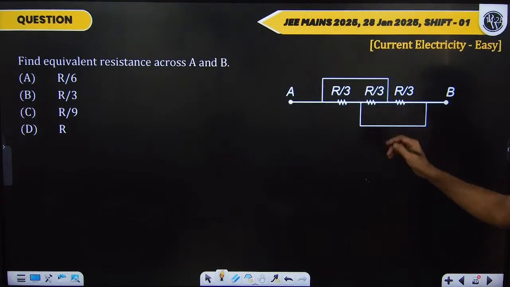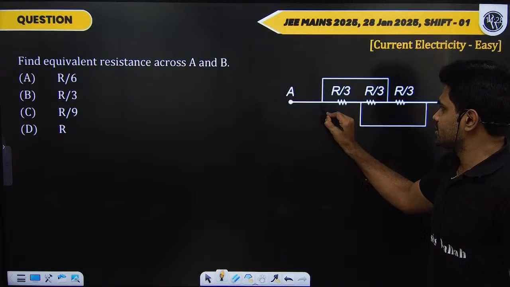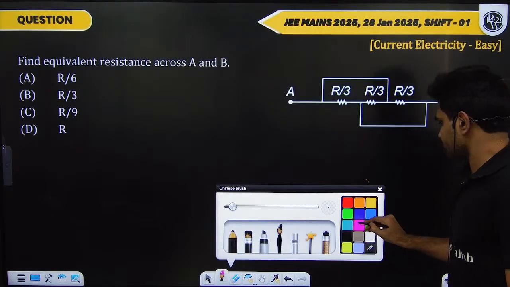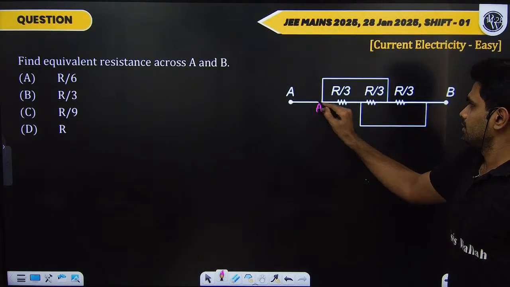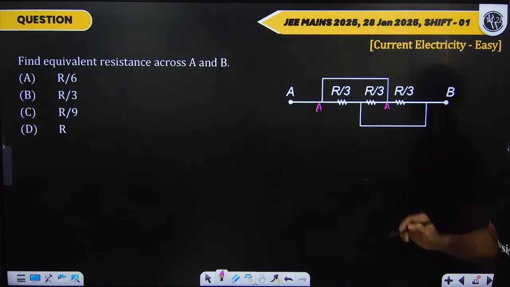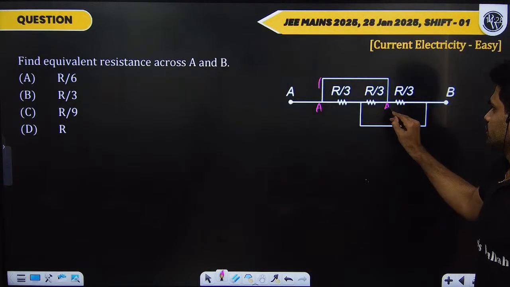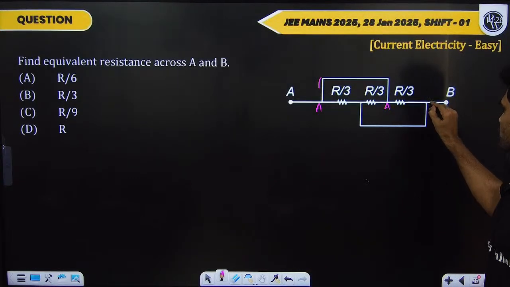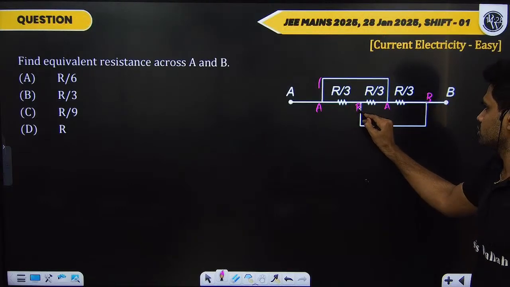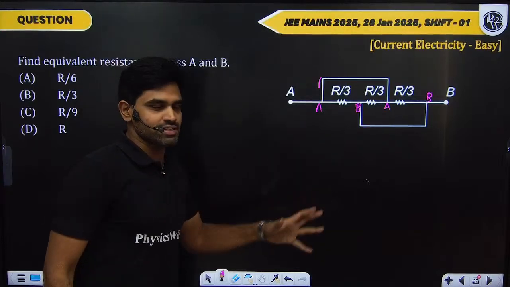These are point potential method questions. This is point A, this is also point A because they are joined by a conducting wire. Resistanceless conducting wire is there. This is also point A. Same way, if this is point B, this is also point B. This is a 10th standard question.